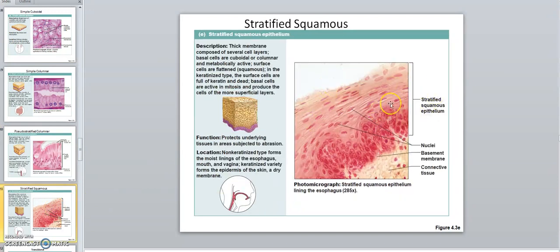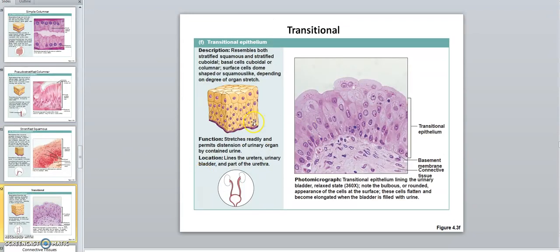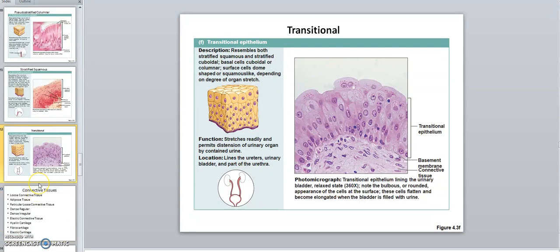Stratified squamous right here. Transitional, located in areas that stretch, like the bladder. All right, so those are the epithelia that I want you to be familiar with.